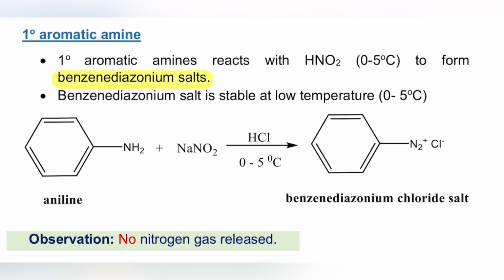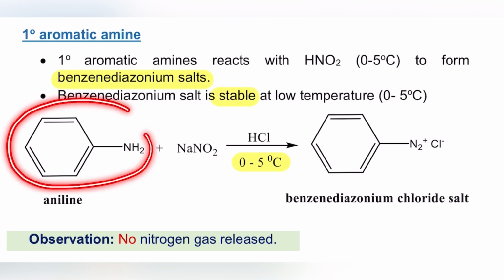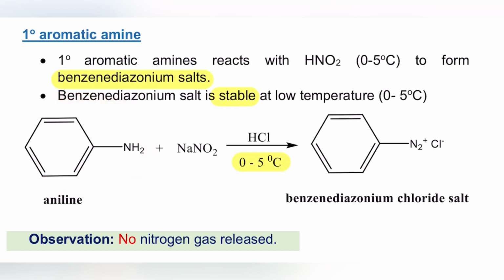Contohnya, benzene diazonium salt is very stable at low temperature. That's why it can form in this condition, 0 to 5 degrees Celsius. Let's say saya ada aromatic amine, iaitu yang paling general, aniline. Aniline reacts dengan nitrous acid in situ. After that, dia akan menghasilkan benzene diazonium chloride salt.